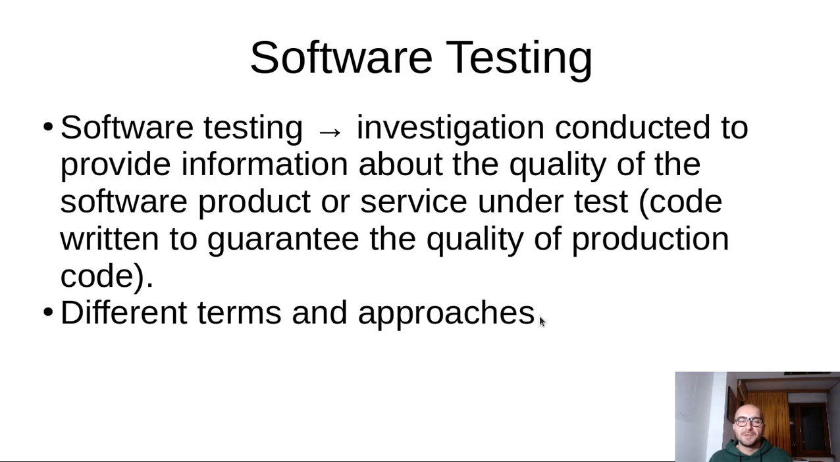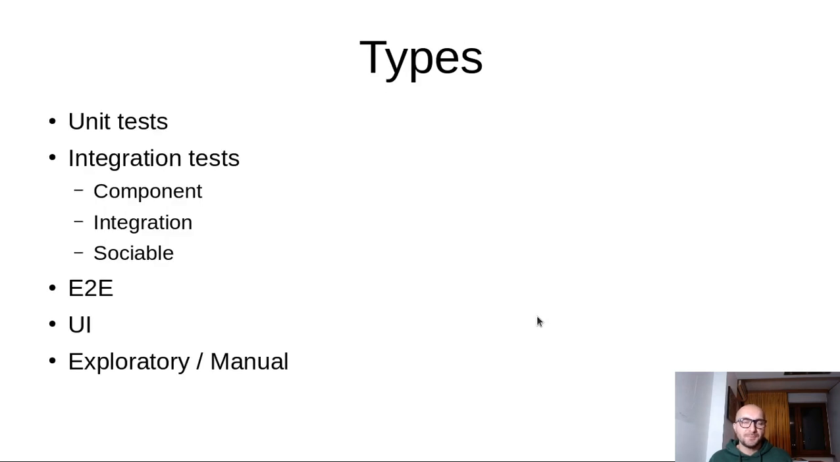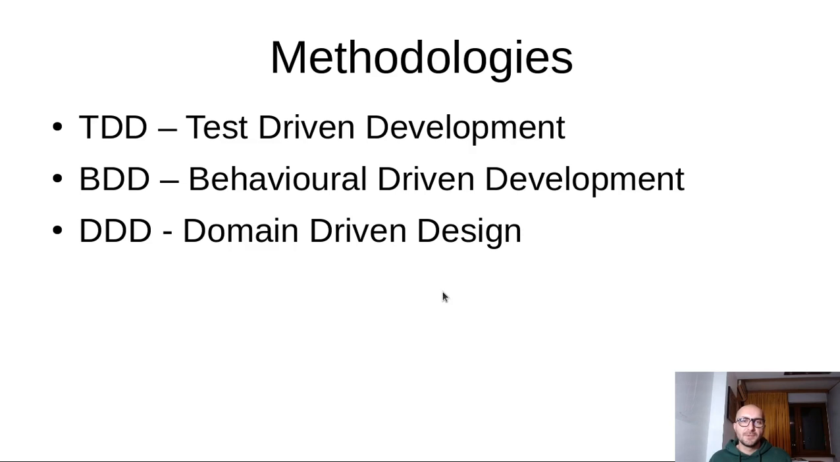So there's a bunch of different terms and approaches. We'll just go through a few. At the lowest level, we have the unit tests. These test the smallest piece of code, for example, a function. Then we have integration tests, component, integration, sociable. These test multiple pieces of code working together. Then we have end-to-end. This is for testing the code from start to finish. Then we have interface testing, and then exploratory or manual. Just a few of the methodologies: test-driven development, behavioral-driven development, domain-driven design. We won't go into these, just to mention them.